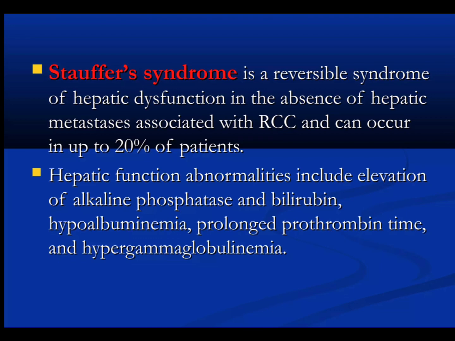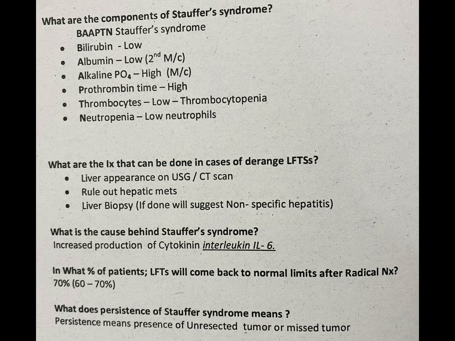Now, what is Stauffer syndrome? This is actually the non-metastatic hepatic dysfunction, which is known as Stauffer syndrome. What are the components of Stauffer syndrome? There will be low bilirubin, low albumin, low thrombocytes, neutropenia, but there will be high alkaline phosphatase and high PT. So alkaline phosphatase and PT will be high, and everything else will be low, like bilirubin, albumin, thrombocytes, and neutrophils.